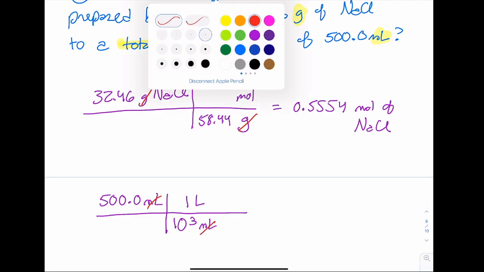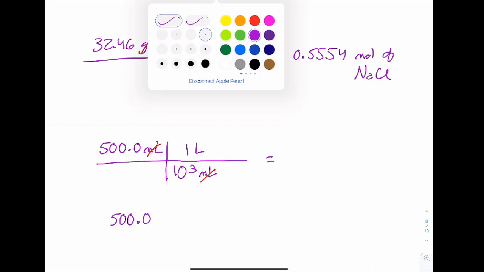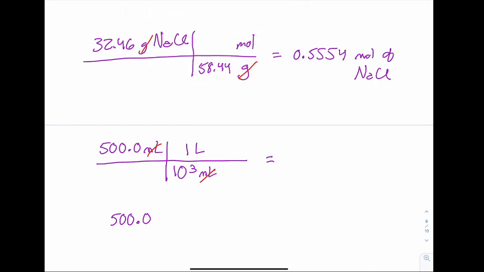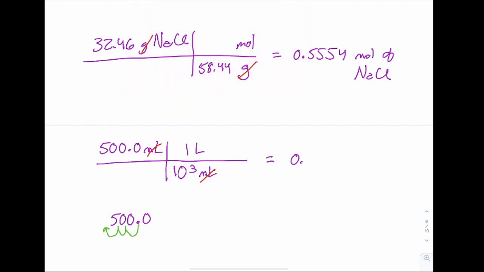And if you can do this in your head just by moving your decimal point over, by all means do it that way. That's how I would do it. I would just take this, and I know that when I divide by 1,000, I'm going to move my decimal place 3 places. So 1, 2, 3. So it comes out to 0.5000 liters. Be careful not to drop any of your significant digits, right?